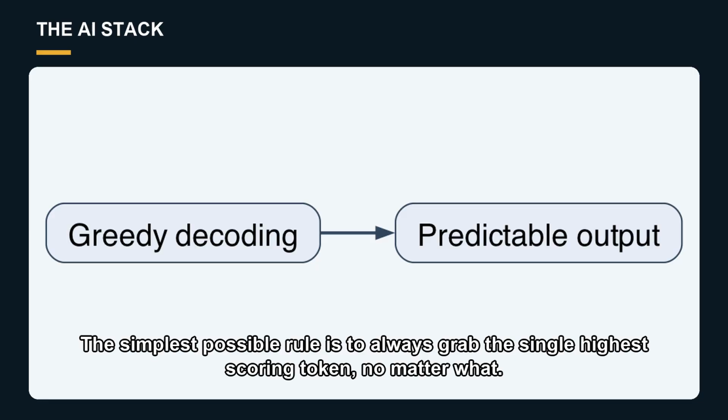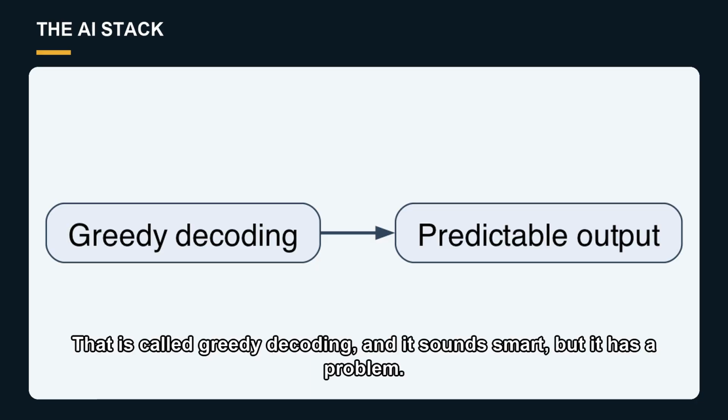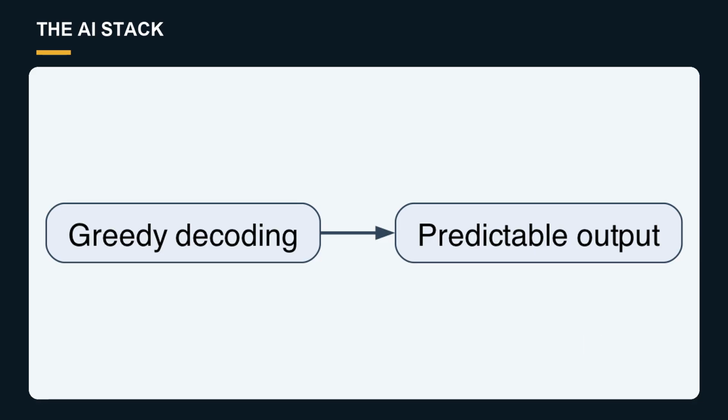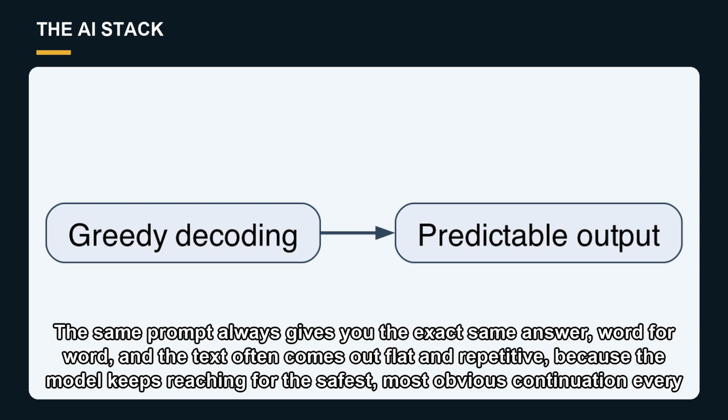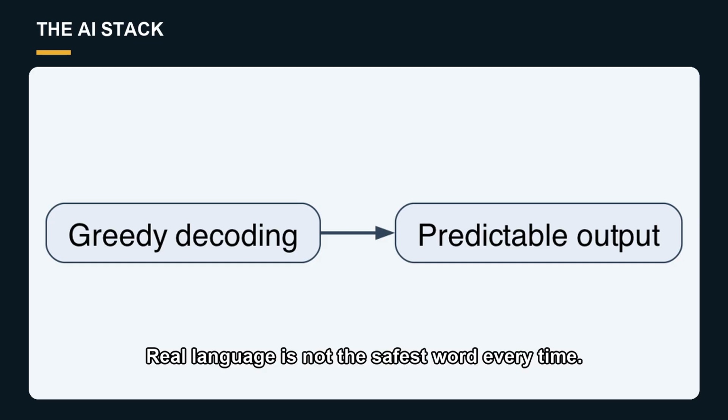The simplest possible rule is to always grab the single highest scoring token, no matter what. That is called greedy decoding, and it sounds smart, but it has a problem. It is utterly predictable. The same prompt always gives you the exact same answer, word for word, and the text often comes out flat and repetitive because the model keeps reaching for the safest, most obvious continuation every single time. Real language is not the safest word every time.